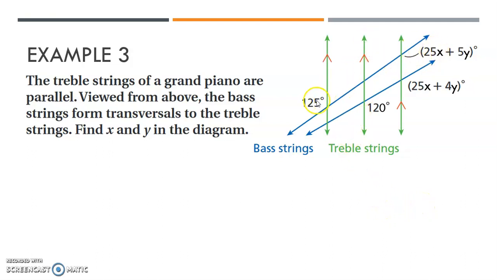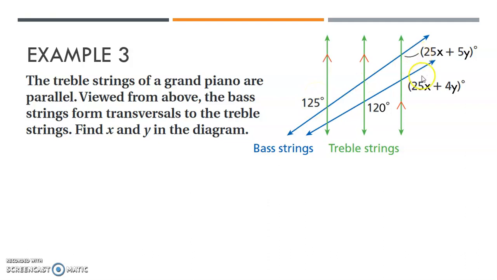So for these top measurements, I'm going to ignore this middle green line because it's not touching either of them. I'm just going to look at this angle here and this angle over here. And I realize that one is above the transversal line and one's below it. So they're alternate angles, and they are not between the parallel green lines. So they're alternate exterior angles, which means that they are congruent.